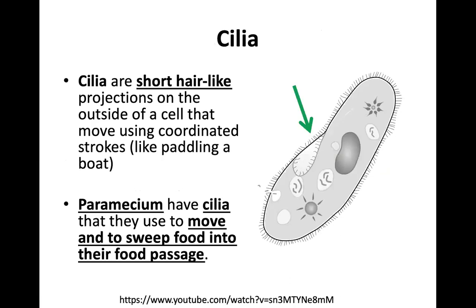Next is cilia. Cilia and flagella are both used for movement, but they look a little bit different. So cilia are short hair-like projections on the outside of a cell that move using coordinated strokes. Okay? So like paddling a boat.